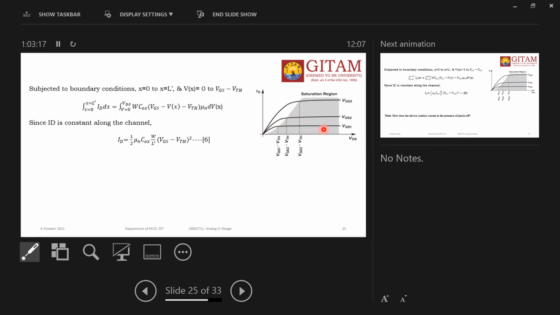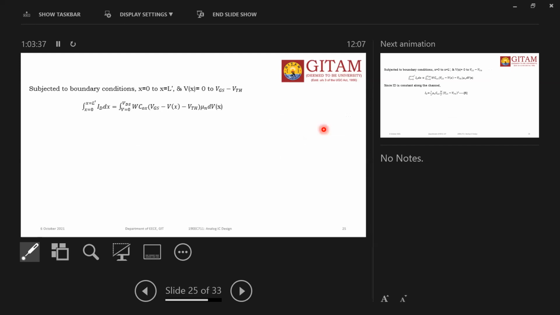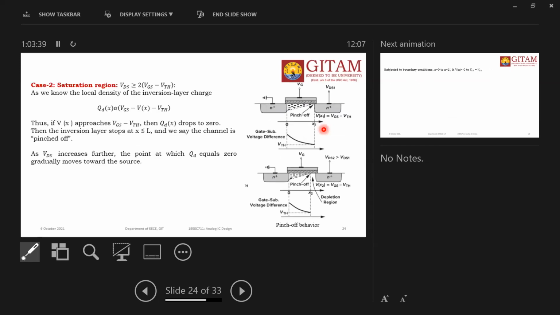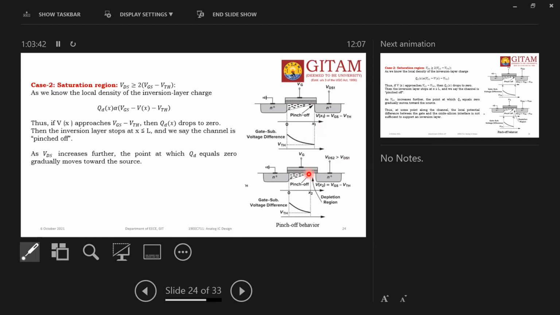You may ask me one question, sir: in the saturation region, even though no channel exists after the pinch off point, how can the carriers flow? You should have that doubt. In the earlier figure I showed this is the Q point, this is the pinch off point. From here onwards there is no channel. Without a channel, a constant current means some carriers are flowing, so how can the carriers flow from source to drain?